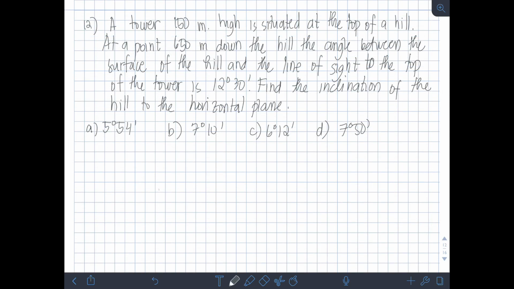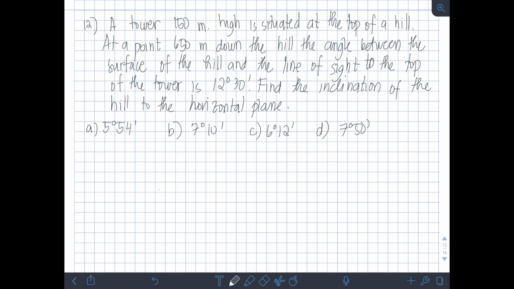Okay? Next, we have a tower 150 meters high is situated at the top of a hill at a point 650 meters down the hill. The angle between the surface of the hill and the line of sight to the top of the tower is 12 degree and 30 minutes. Find the inclination of the hill to the horizontal plane.